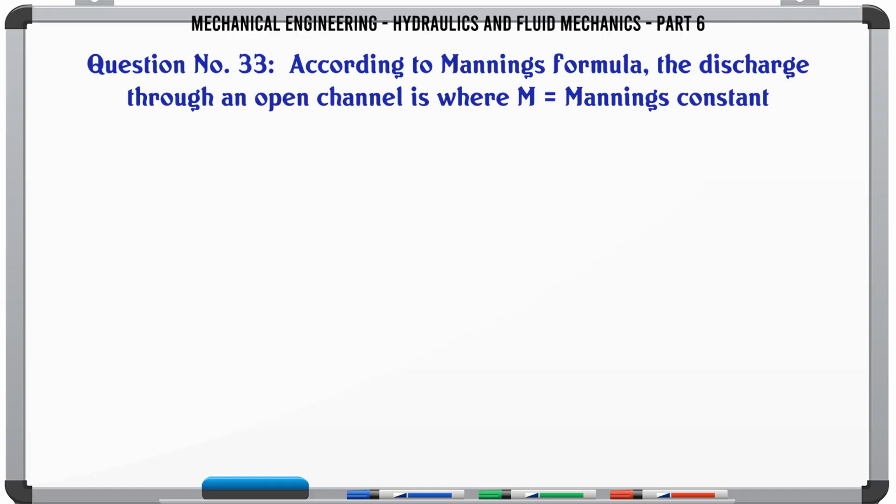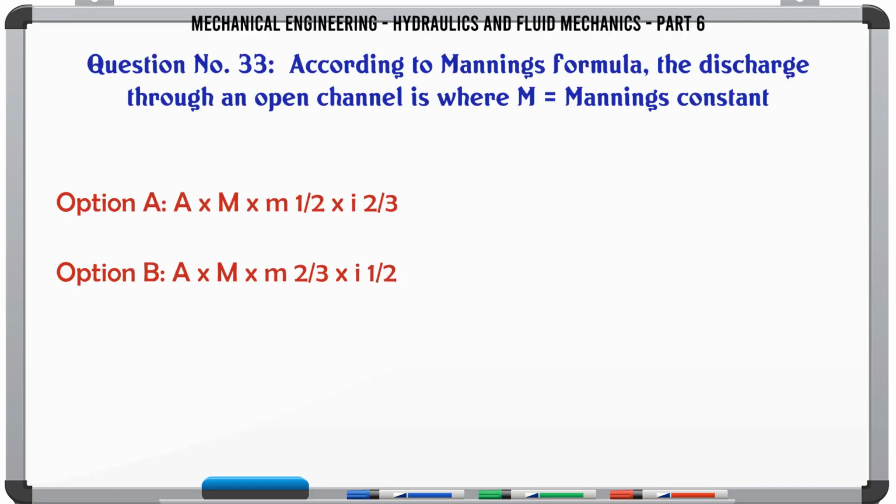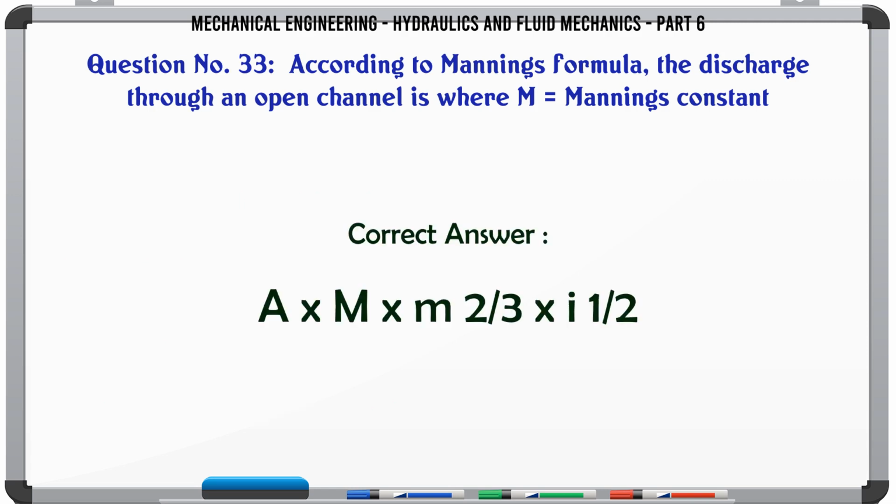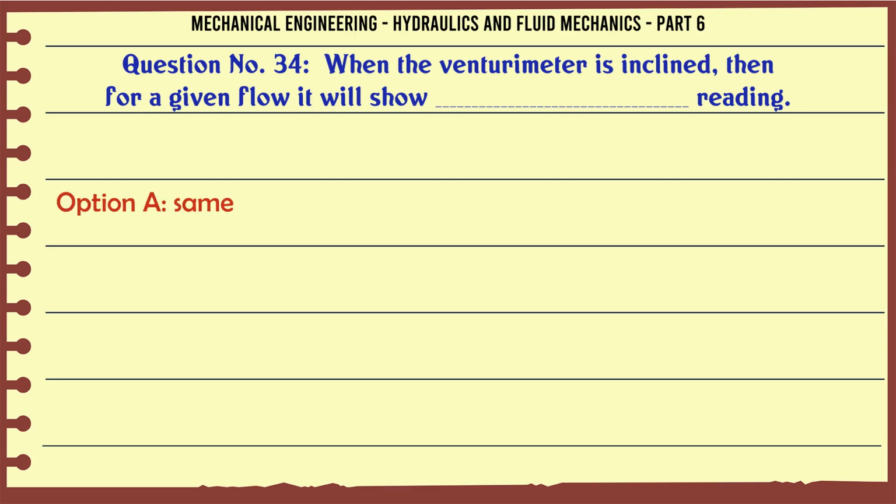According to Manning's formula, the discharge through an open channel is, where M is Manning's constant, A: A × M × M^(1/2) × i^(2/3), B: A × M × M^(2/3) × i^(1/2), C: A^(1/2) × M^(2/3) × M × i, D: A^(2/3) × M^(1/3) × M × i. The correct answer is A × M × M^(2/3) × i^(1/2). When the venturimeter is inclined, then for a given flow it will show reading A same, B more, C less. The correct answer is same.